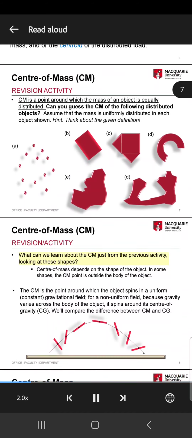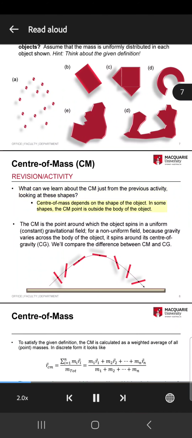What can we learn about the CM just from the previous activity, looking at these shapes? Center of mass depends on the shape of the object. In some shapes, the CM point is outside the body of the object.